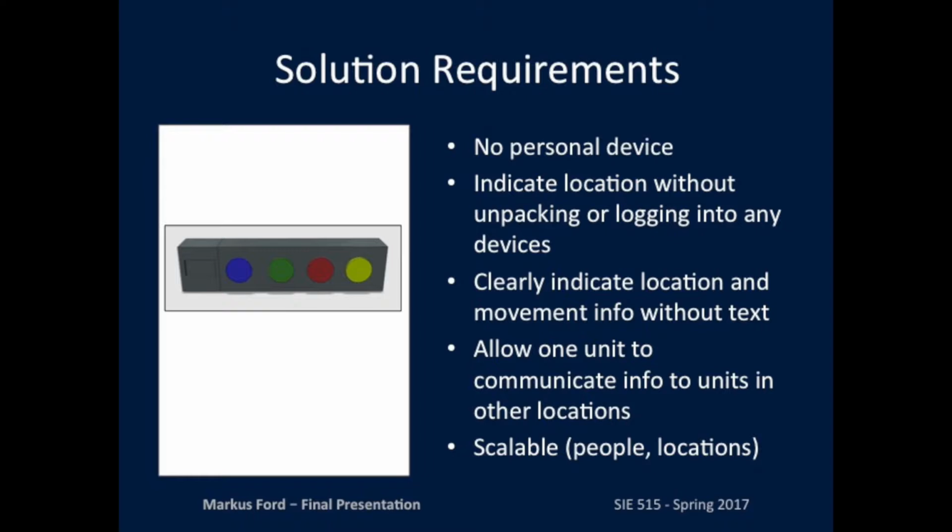It should clearly indicate the location without any text so that we've got some flexibility across cultures, across different demographics. It should also allow one unit to communicate with units in other locations so that we can see the status of a particular person in all of the locations that might need to know where that person is currently. Lastly, the solution needs to be scalable. Scalable for an increasing number of people and scalable for an increasing number of locations.